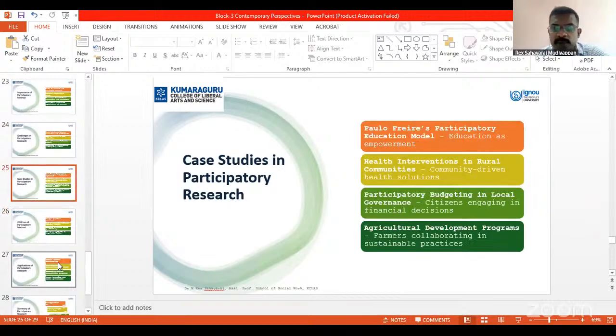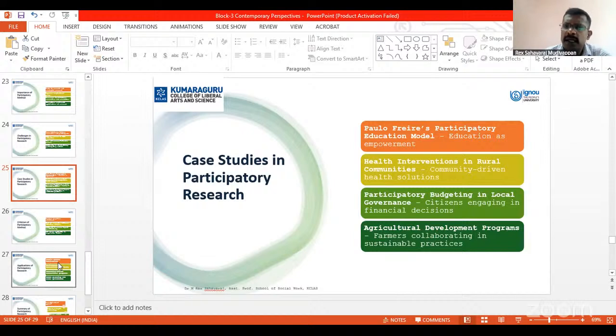Then, case studies in participatory research. We say Paulo Freire's participatory education model, education as empowerment; health intervention in rural communities, community-driven health solutions; participatory budgeting in local governance, citizens engaging in financial decisions; and agriculture development programs, farmers collaborating in sustainable practices.